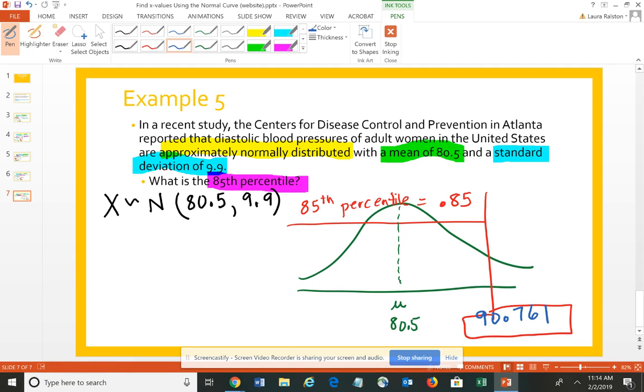All right, that's all of the examples. Hopefully this is helpful for you as you think about how to find the cutoff scores for a given percentage using the normal distribution.